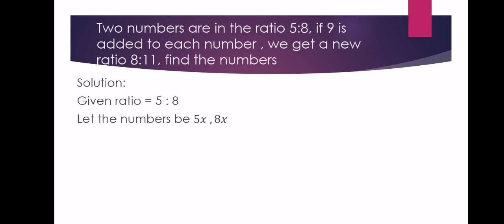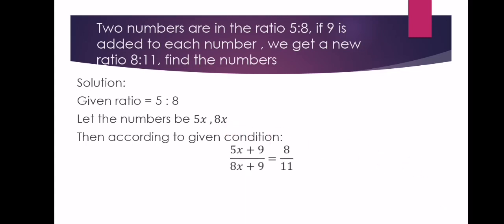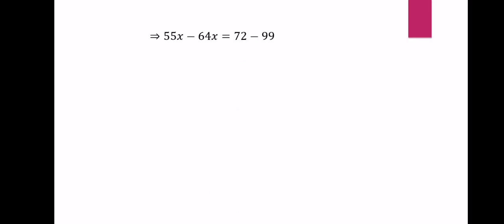So let the numbers be 5x and 8x. According to the given condition, if we add 9 to 5x and to 8x, we get 8 ratio 11. So 5x plus 9 divided by 8x plus 9 is equal to 8 by 11. By cross multiplication, we get 11 into 5x plus 9 is equal to 8 into 8x plus 9. Further calculation gives us 55x minus 64x is equal to 72 minus 99, which results in minus 9x is equal to minus 27, which is equivalent to x is equal to 3.